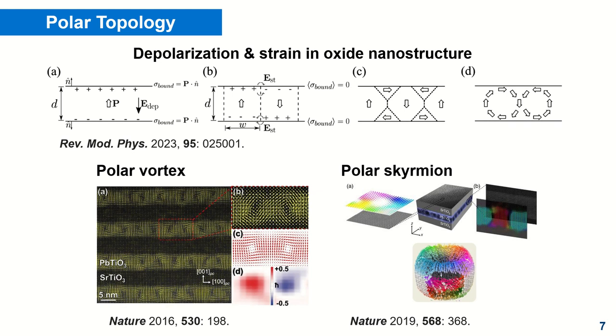In this case, domains with lateral polarization can appear to yield flux closure structure, and this might further turn into vortex or skyrmion-like polar structure with continuous spatial rotation if strain can be applied through the substrate to reduce the anisotropy of the ferroelectric, and they have been experimentally observed in oxide superlattices.